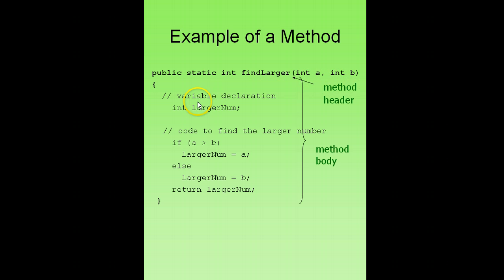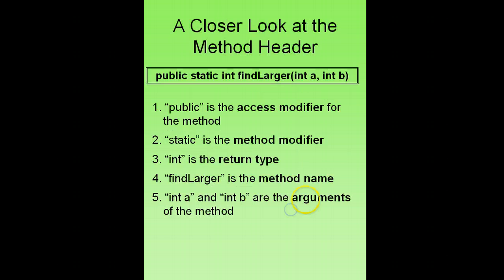To do that, we declare a variable called largerNumber. For the code to find the larger number: if a is more than b, then the larger number would obviously be a, else the larger number would be b. And whatever it is, we return the larger number. So this method is one which you can call whenever you need to find a larger number. You don't have to cut and paste this code here and there. It's a much better grouping of code, which is important in the long run.